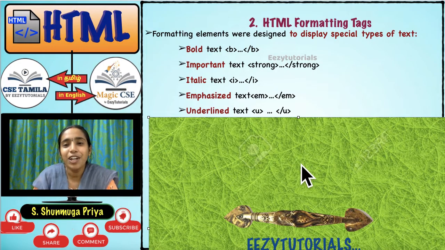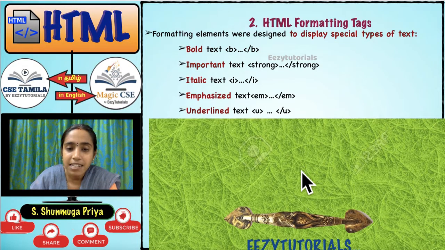In the previous video, we were discussing the formatting tags and we saw how to make a text bold, italic, and how to underline. Then we saw the difference between bold and strong, emphasis and italic, etc. So now we are continuing with the other formatting tags in this video.